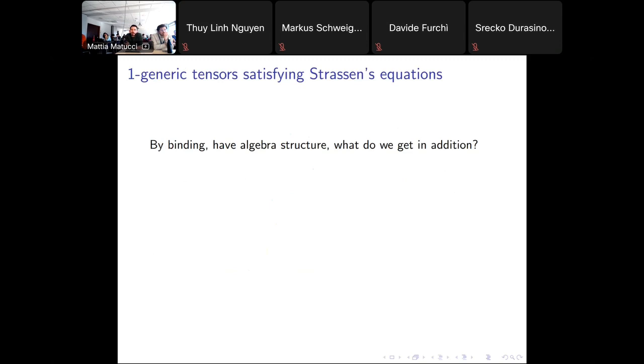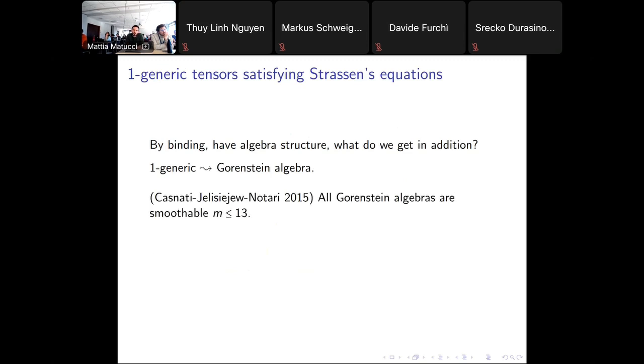We get something additional if we have this extra structure on our tensor. What do we get? We get a Gorenstein algebra, and Gorenstein algebras have also been studied more recently. Very much more recently, it was shown that all Gorenstein algebras are smoothable when m is less than or equal to 13. So for free, if we have one generic tensor that satisfies Strassen's equations, it's automatically of minimal border rank. Absolutely free, no work on our part. We just had to do the translation.